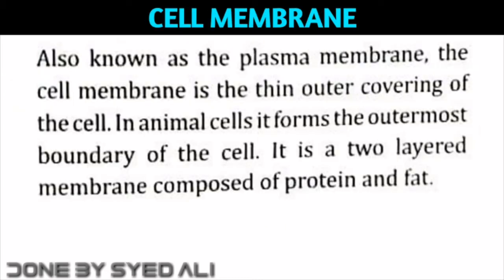The first thing is the cell membrane, also known as the plasma membrane. The cell membrane is the thin outer covering of the cell. In animal cells, it forms the outermost boundary of the cell. It is a two-layered membrane composed of protein and fat.